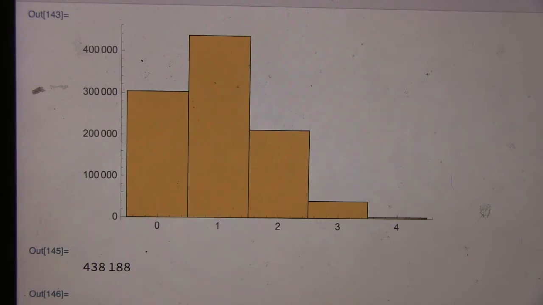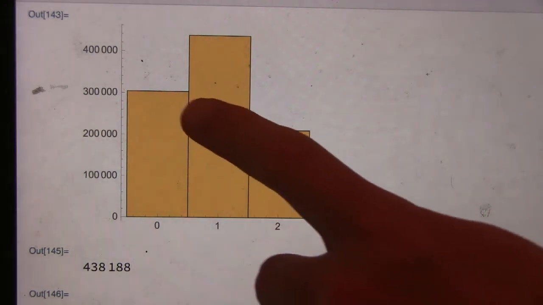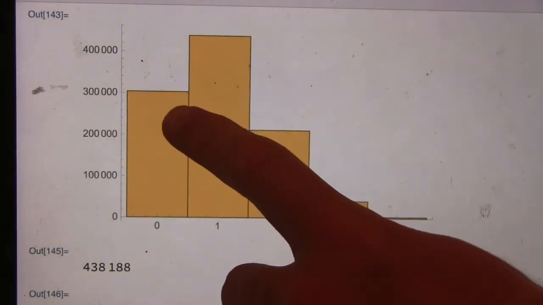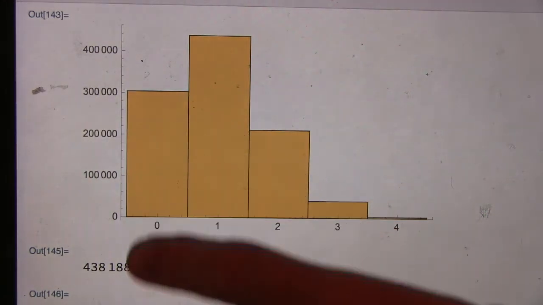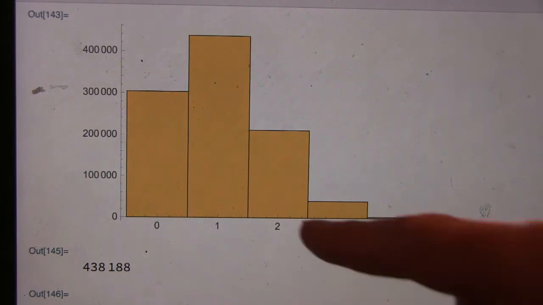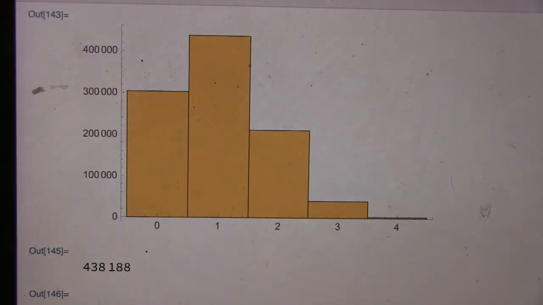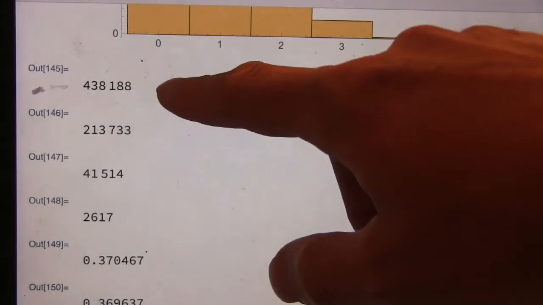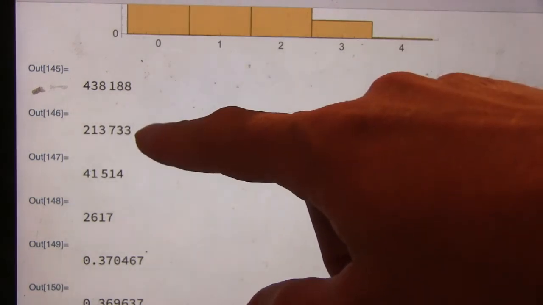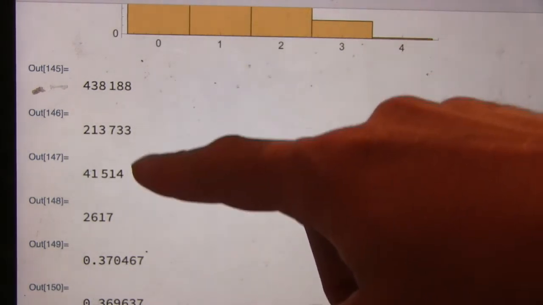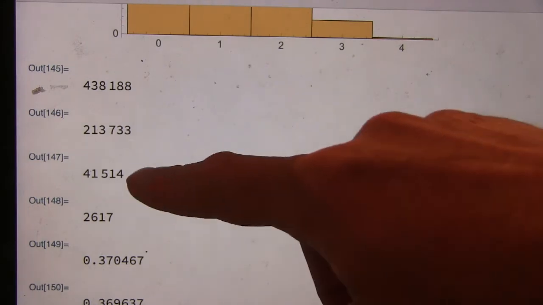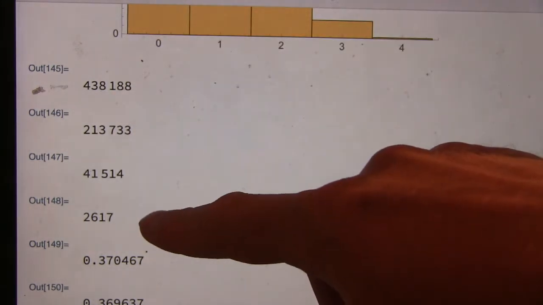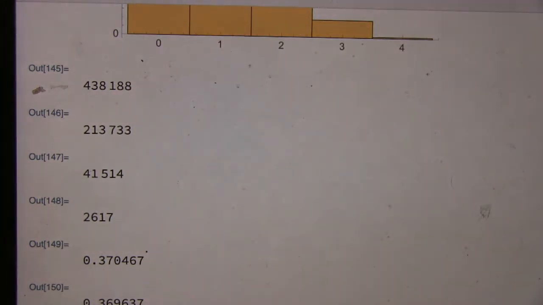Actually, I didn't print out the number of times we're getting 0. So we have about 300,000 roughly out of 1,000,000 where we got 0, but I did print out the number of times we got 1, 2, 3, and 4. So let's look at that. We got exactly 1, 438,000 times, exactly 2, 213,000 times, exactly 3, 41,000 times, and exactly 4, 2,617 times.